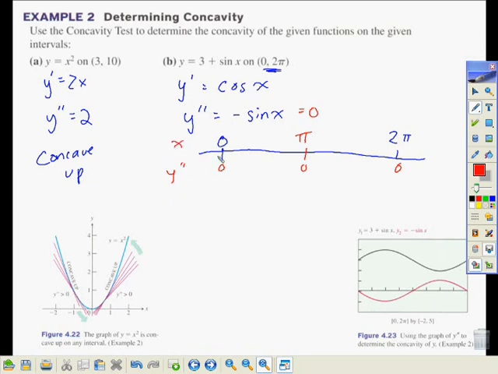Okay, these are endpoints, so I don't have to worry about them too much. Let's check what's happening between them. So first of all, there's negative sine of x, so these are all going to be negative. These are all going to be positive. And so we would say we are concave up on this interval.